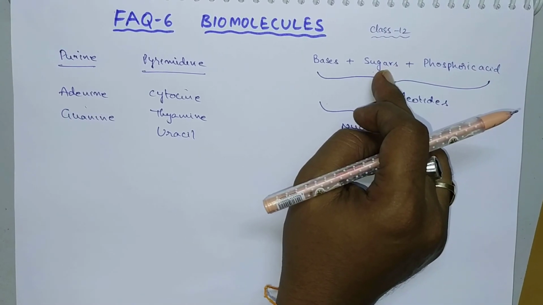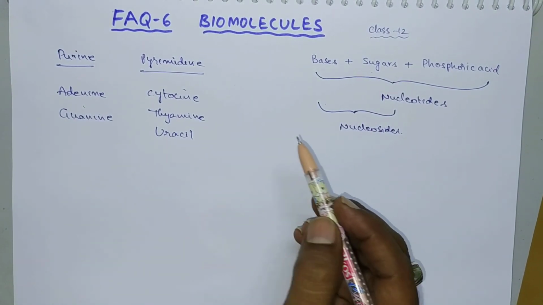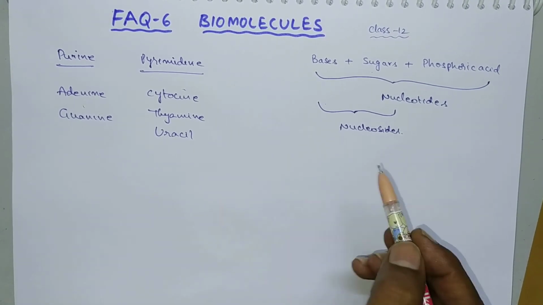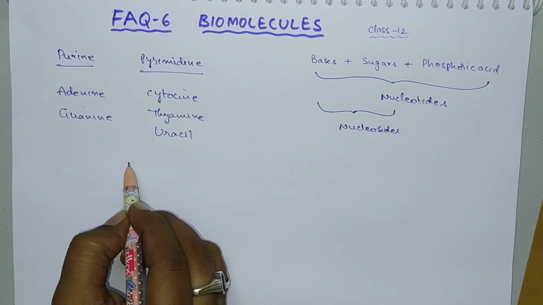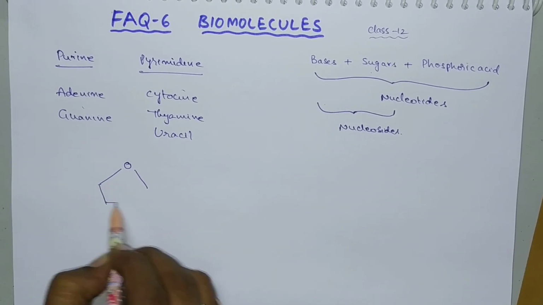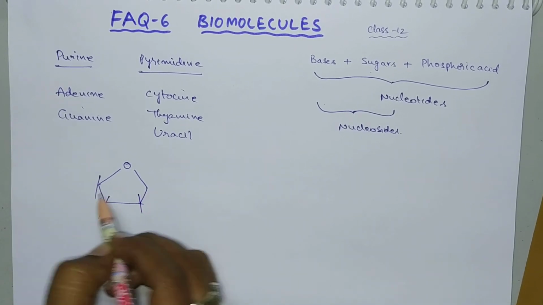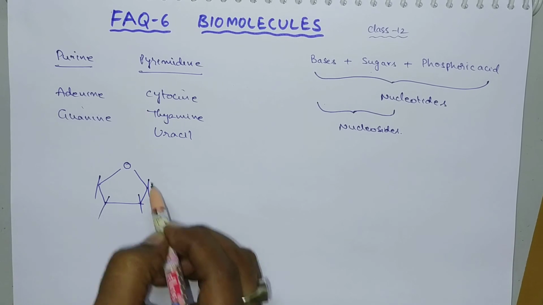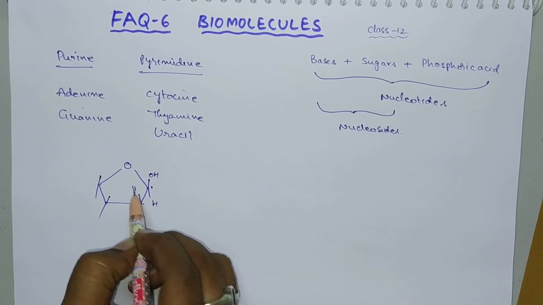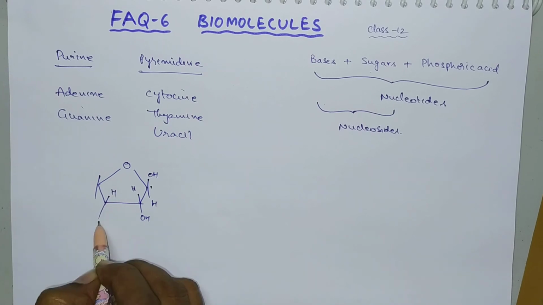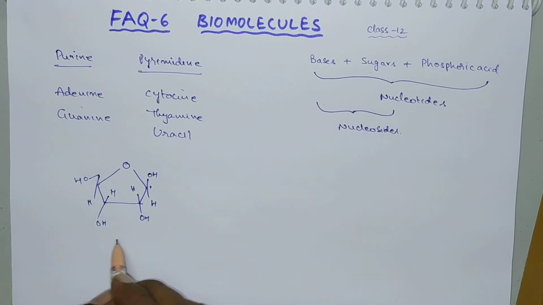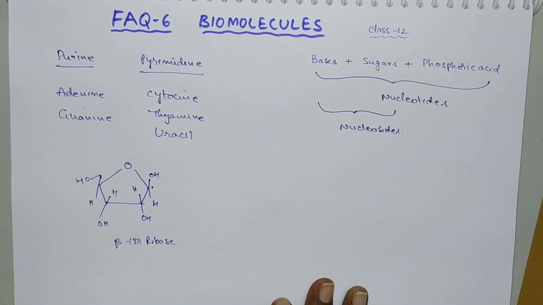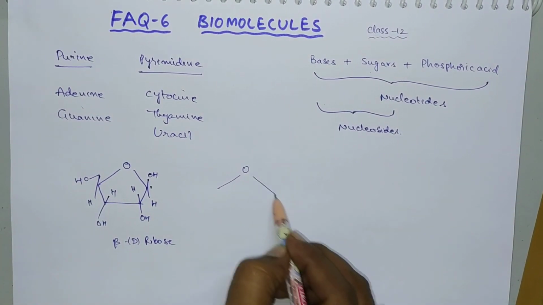Sugars are again of two types. In DNA and RNA there are mainly two sugars: ribose sugar and deoxyribose sugar. Ribose is a pentose sugar. It is drawn like this. This is the first carbon, and here OH and H are there, H and OH, H and OH, H and CH2OH. This is called beta D ribose.